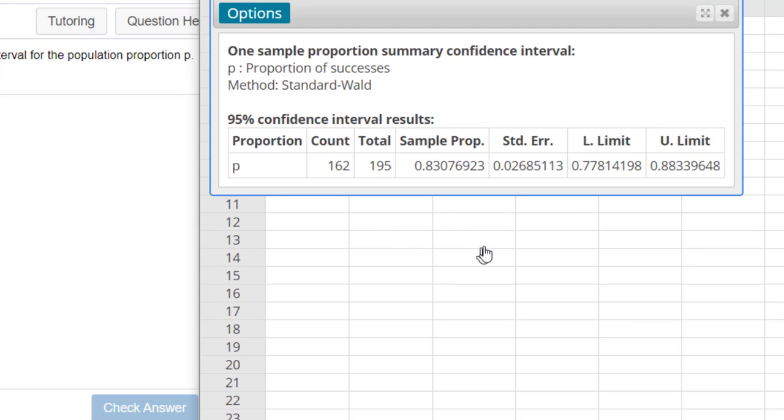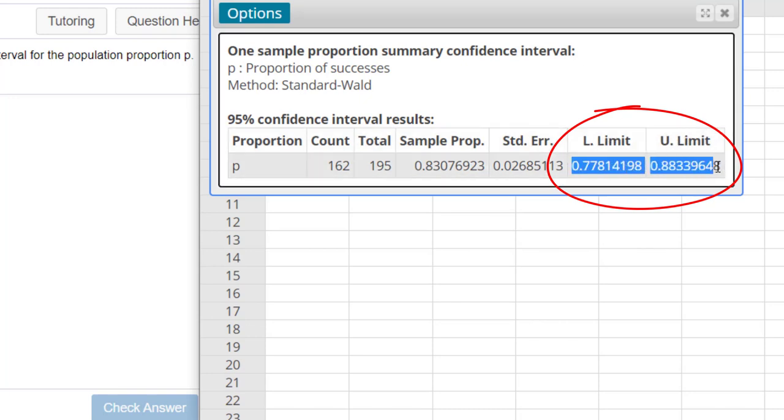Now, what you want to look for for your confidence interval is your lower limit, the L limit, and your upper limit, the U limit. Those numbers right there are going to be your confidence interval.